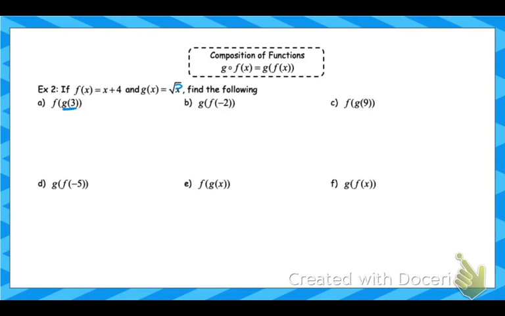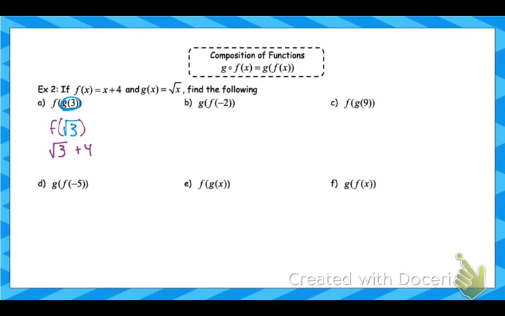In the g of x function, we replace every x with 3. So g of 3 is the same thing as the square root of 3. That replaces the g of 3, so what I still have is f of the square root of 3. That means in the f of x function, I replace x with the square root of 3, and I get the square root of 3 plus 4.